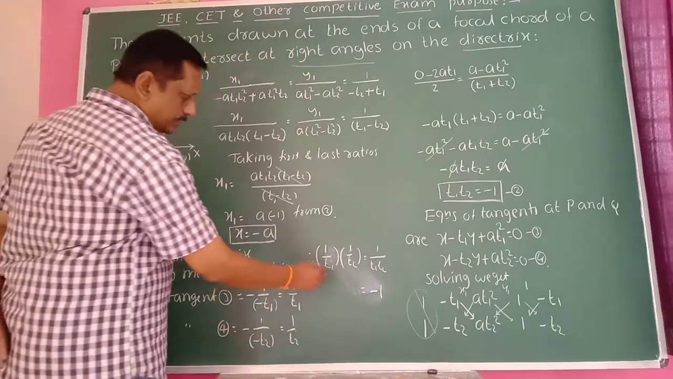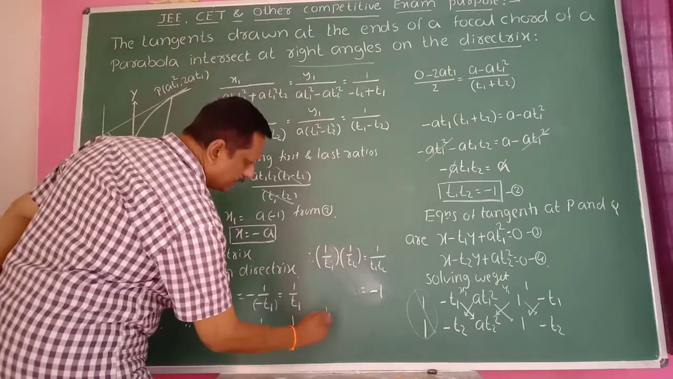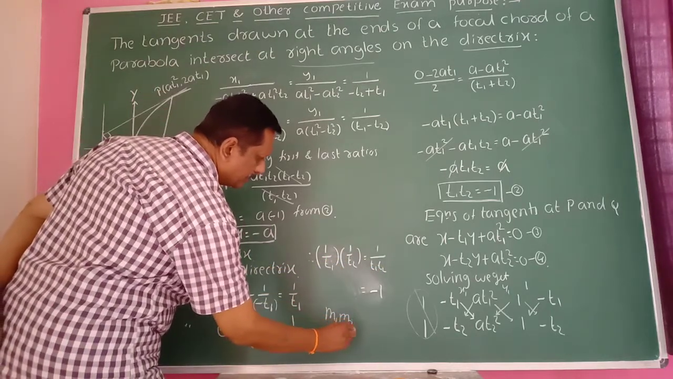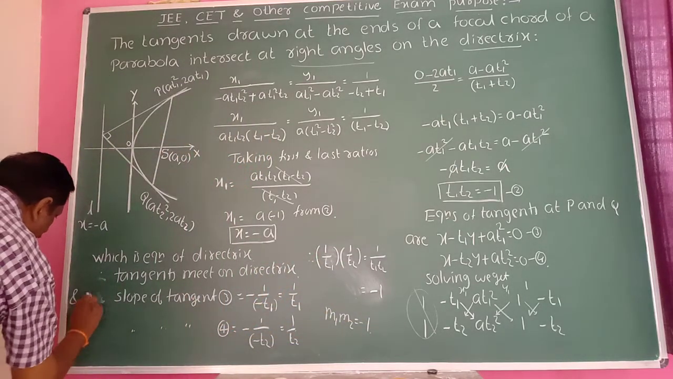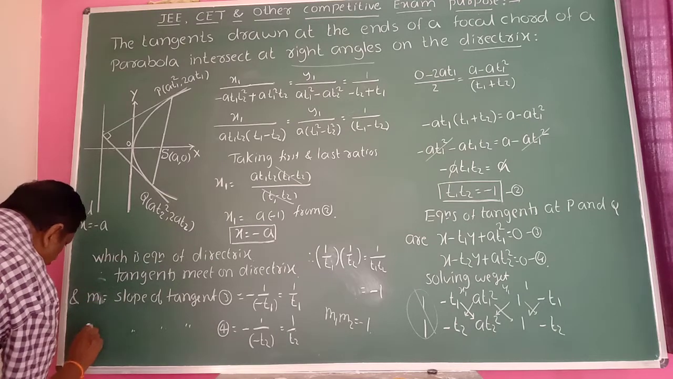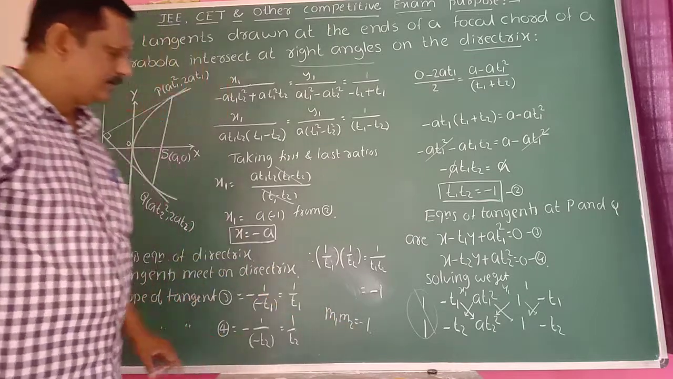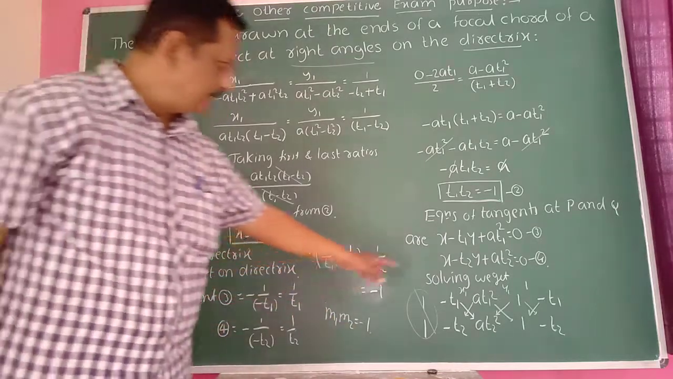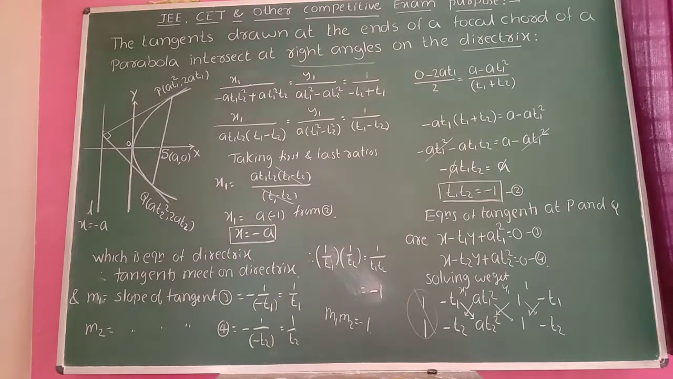Here it is the slope of the first tangent, it is the slope of the second tangent. So here m1 into m2 is equal to what? Minus 1. Consider this one as m1 and this one as m2. Therefore, product of the slope is minus 1. Yes, they are perpendicular to each other. These two tangents are perpendicular to each other. This is the property of that parabola. Only that statement is important here. Proof is not important.